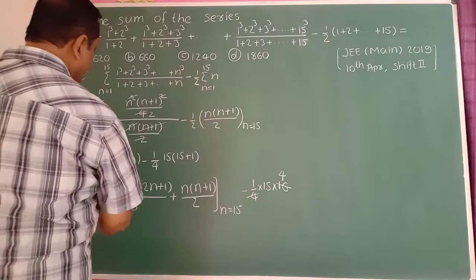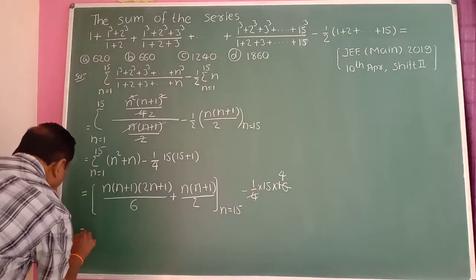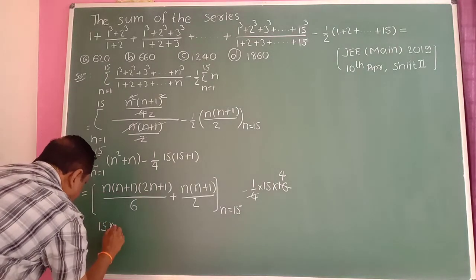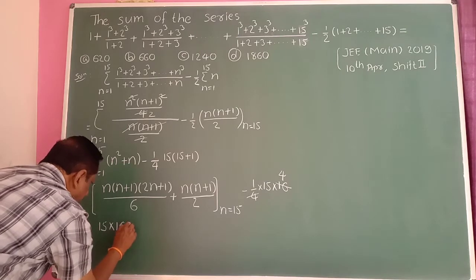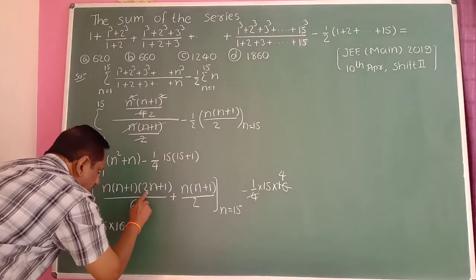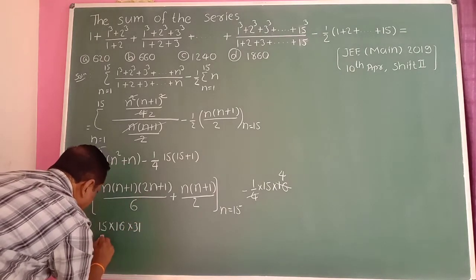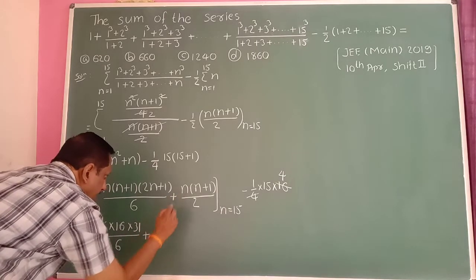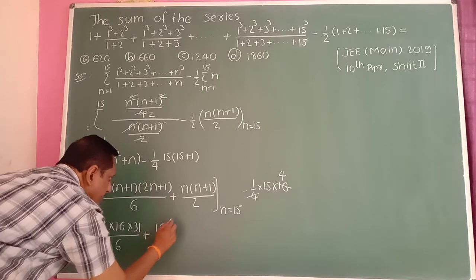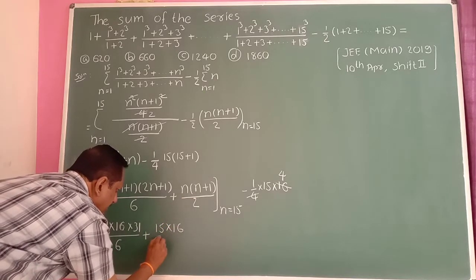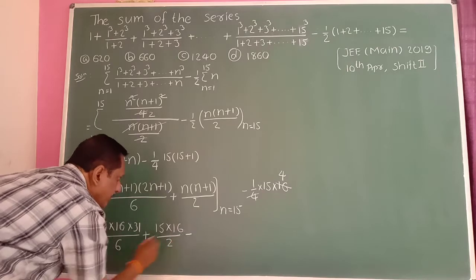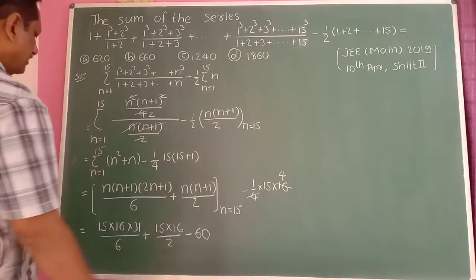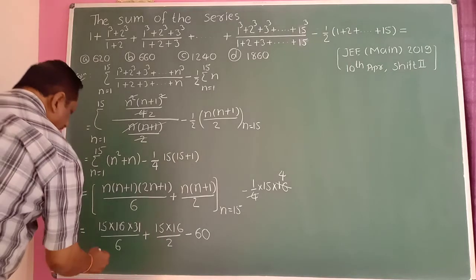Now substitute n equal to 15. Therefore this is equal to 15, 15 plus 1 becomes 16, 15 into 2 times 15 plus 1 is 31, divided by 6. Then plus put in the value 15: 15 into 15 plus 1 is 16 divided by 2, minus 15 into 4 is 60. Then you can cancel here.